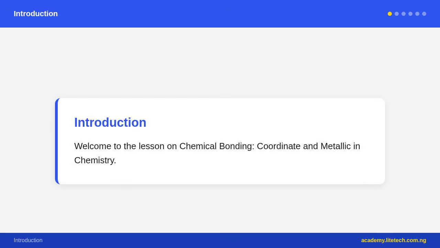Chemical bonding determines the structure and properties of all compounds. You have already studied ionic and covalent bonding in earlier classes. In this lesson, we focus on two additional bonding types, coordinate (dative) covalent bonding and metallic bonding, and explore how bond type determines properties. By the end of this lesson, you will define coordinate covalent bonding, explain metallic bonding using the sea of electrons model, relate bond type to physical properties, and apply this knowledge to WAEC questions.